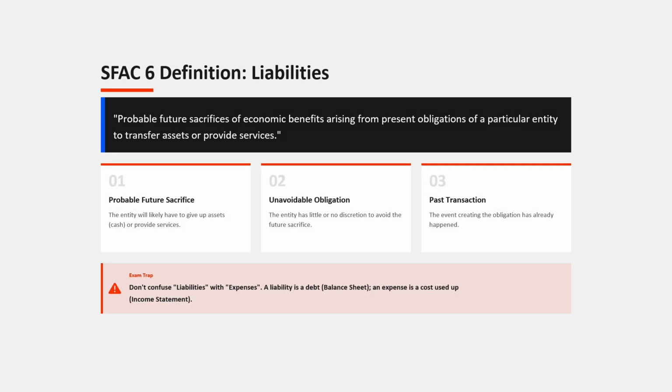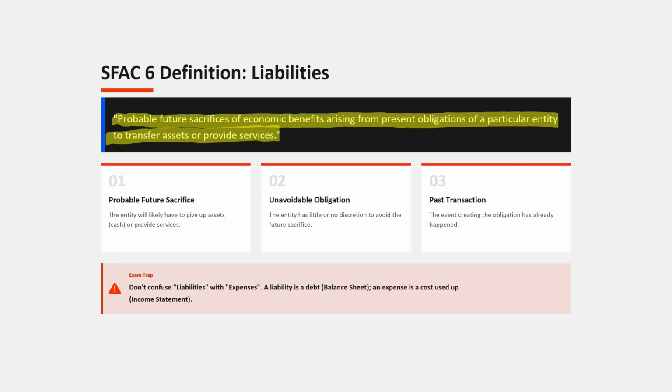Okay, so let's go to the liabilities. Liabilities also has a definition. They are probable future sacrifices of economic benefits arising from present obligations of a particular entity to transfer assets or provide services. What are those? So we have a probable future sacrifice. What does it mean? Either give up an asset, which is cash, or provide a service.